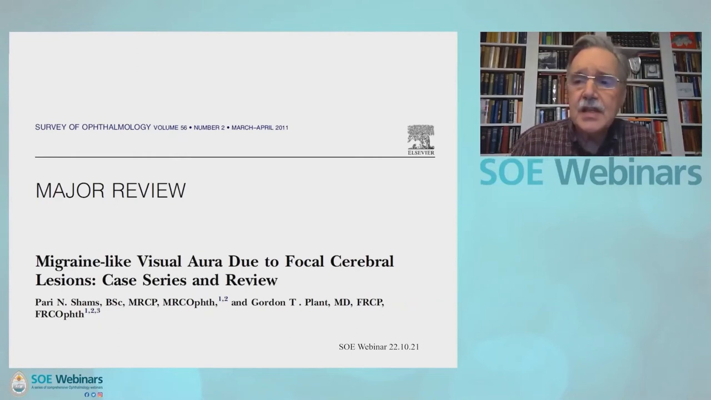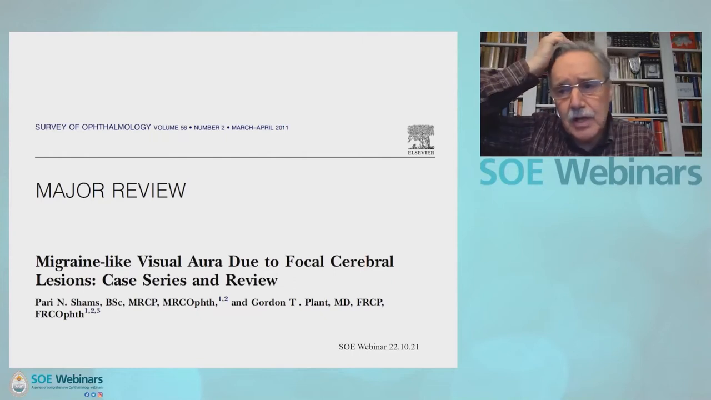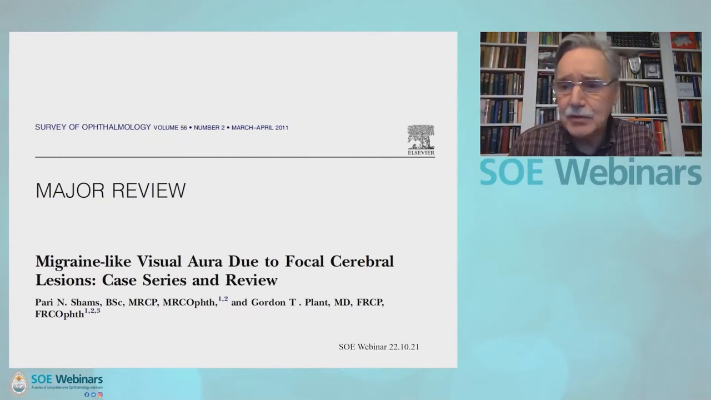But if the aura is always starting in the same place in the visual field, or if there's any field defect, of course, or if there's any evidence of more persistent, less migrainous sounding episodes, like very brief flashes occurring as well. These are all hints that this might be due to an occipital lesion.